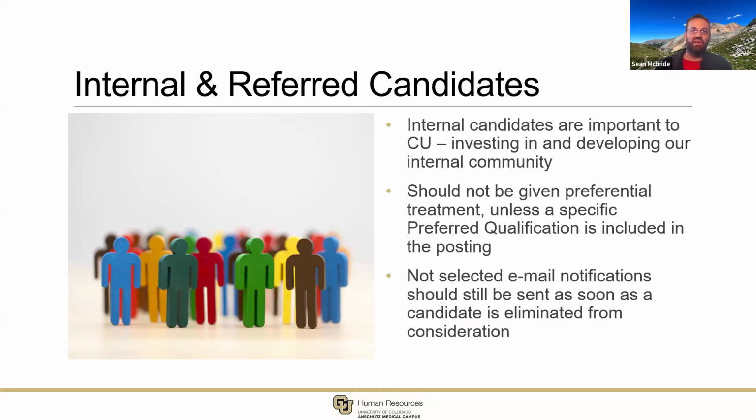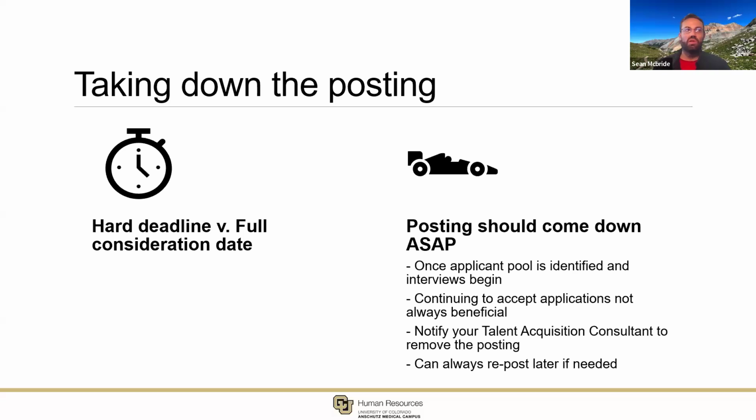All right, next slide, please. All right, so when to take down the posting, this comes up quite often. We have two main options, basically: to have a hard deadline for the posting or to have a full consideration date. A hard deadline would be, we post the position, it's posted for 2 weeks, and on this particular day, the posting will come down. We can set the system to automatically come down on whatever day that you want.